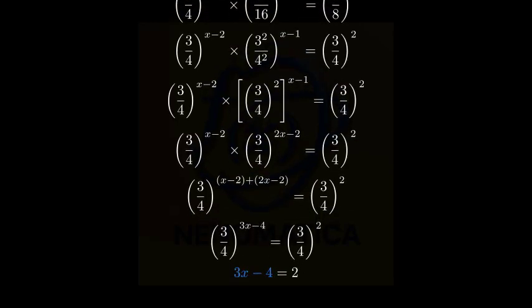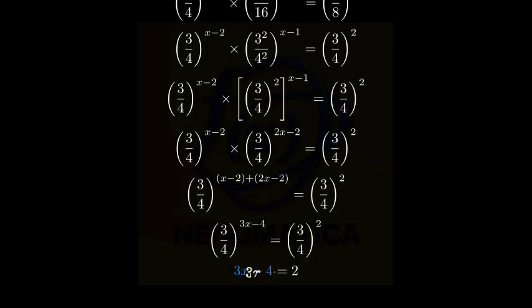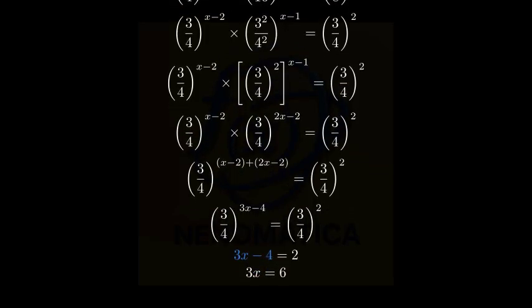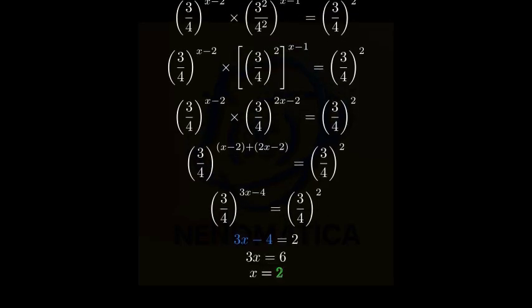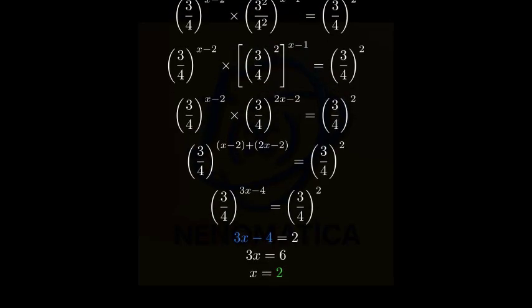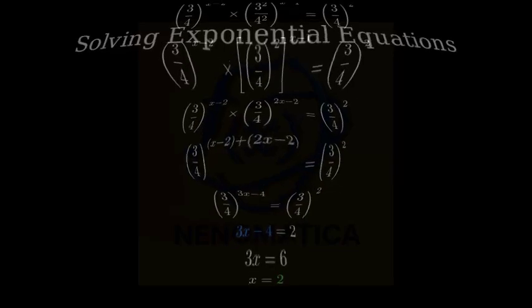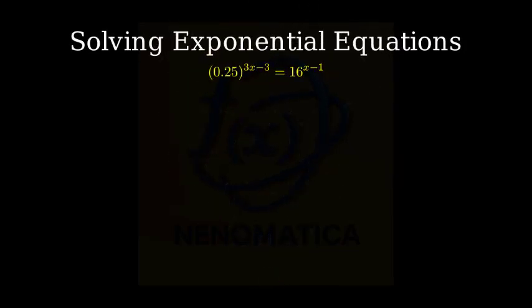Looking at the right side, we have 6/8, which simplifies to (3/4) squared. Since both sides now have the same base, 3/4, the exponents must be equal. 3x minus 4 equals 2. Adding 4 to both sides, we get 3x equals 6. Finally, dividing by 3, we find x equals 2. This is our answer.